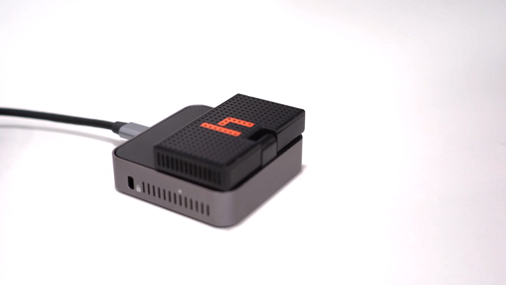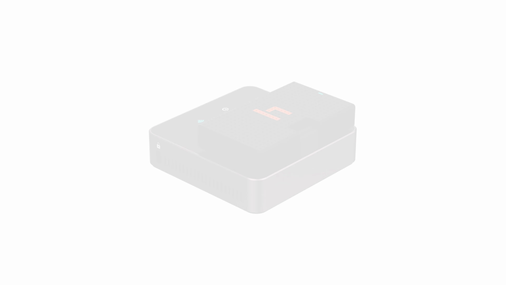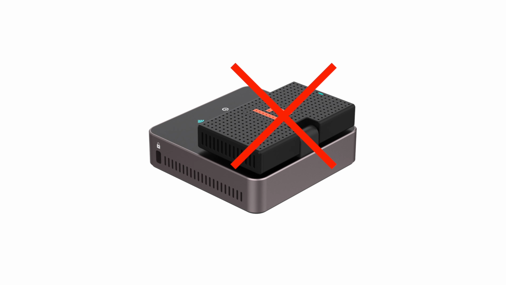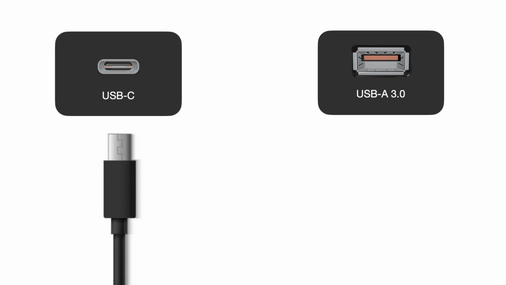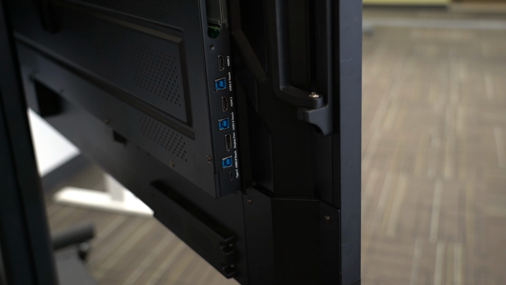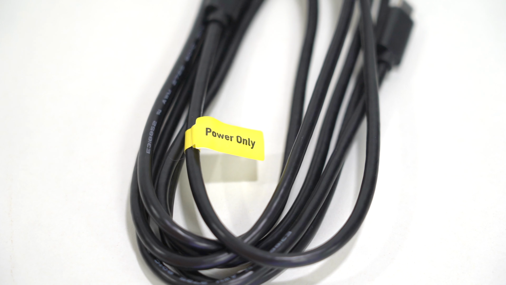Let's get started. First, if your model of wireless receiver has an adjustable antenna, rotate it upwards. For heat dissipation purposes, do not let it lay flush against the receiver's body during operation. Now you're ready to connect the Orbit's wireless receiver dongle to your computer using either the USB-C or USB-A cable, depending on your computer's available USB port type. Please make sure you are not using the cable marked Power Only.